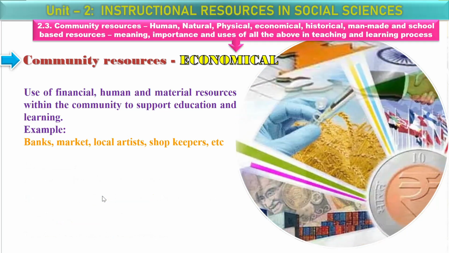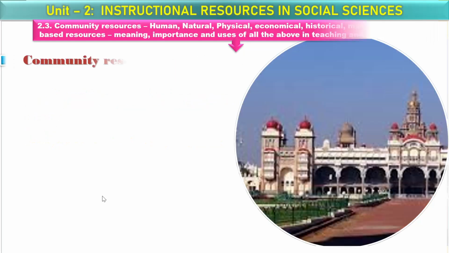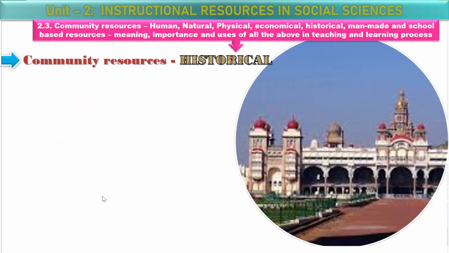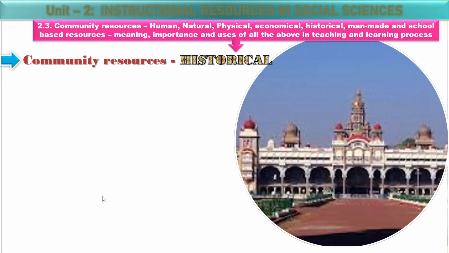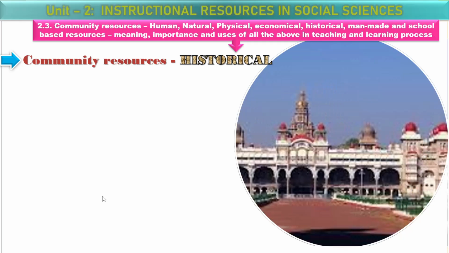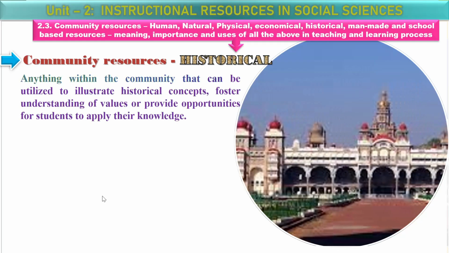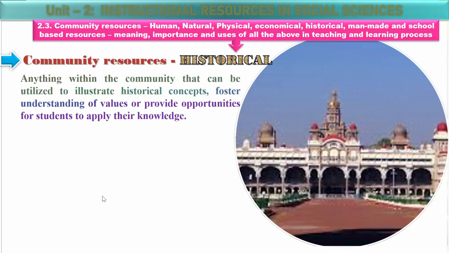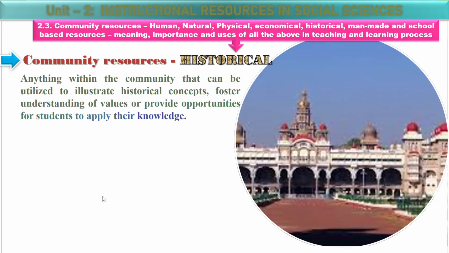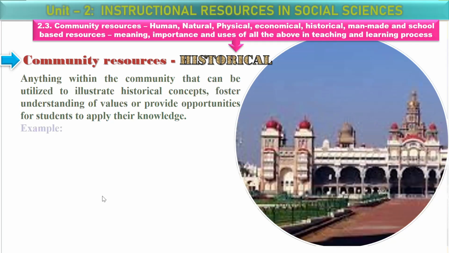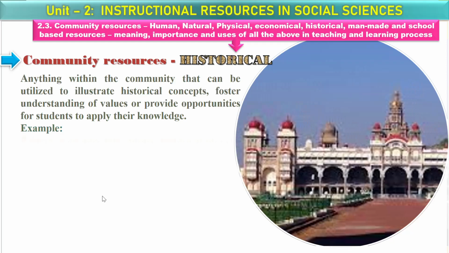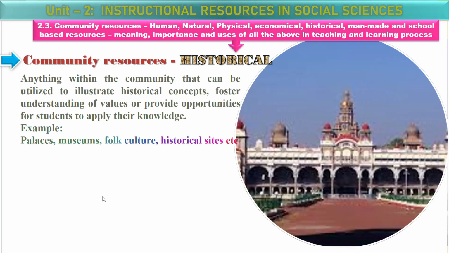Then coming to the next, we have historical. So can you give me an example for historical community resources? Ma'am, Ajanta Ellora caves. Correct, very good example. Museums, some of the museums where we have old palaces, exactly. Correct. Mysore Palace, a visit to Mysore Palace. Yes, true. That is correct.